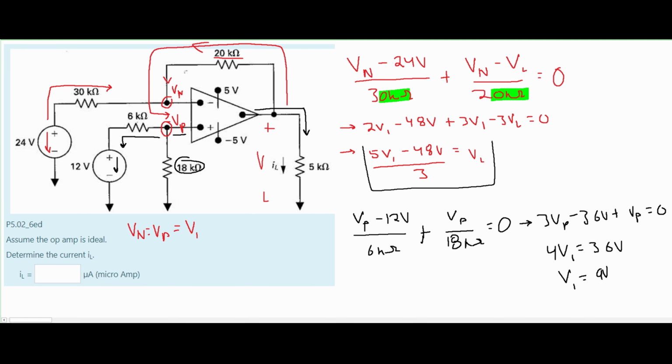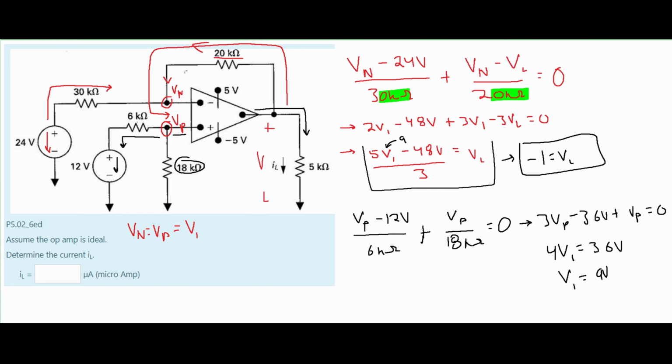We can plug this back into our original equation. If we plug 9 into here, we are going to get 5 times 9, which is 45, minus 48. That'll give us a negative 3. Over 3 will give us a negative 1. So we know negative 1 volt is equal to our VL. So we found the voltage for our output.